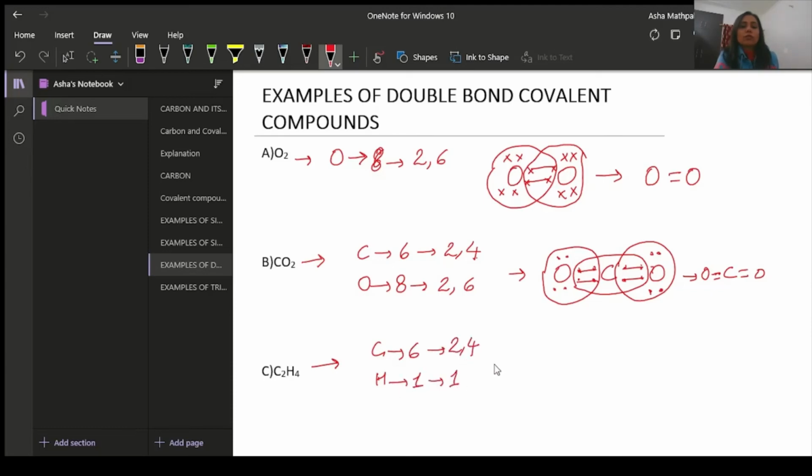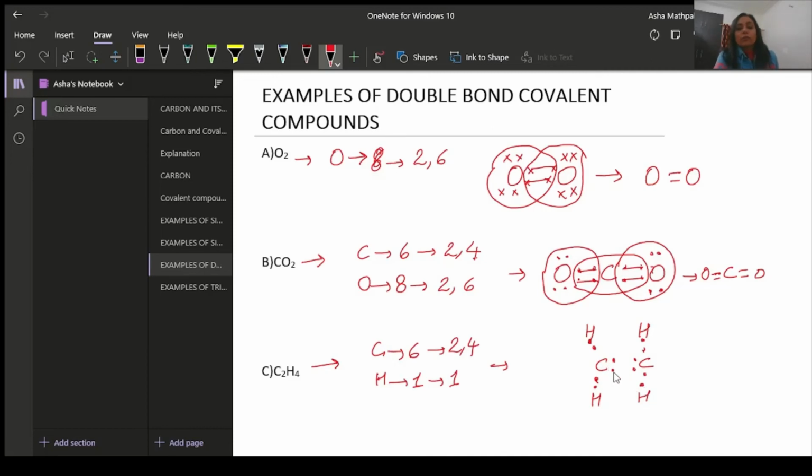Now moving to C2H4, it has C and H. C has electronic configuration 2, 4, and H has atomic number 1, electronic configuration 1. Now there are 2 carbon and 4 hydrogen atoms, 1, 2, 3, 4. And these are the 4 valencies of the carbon, 1, 2, 3, 4, and 1, 2, 3, 4 for this carbon. For hydrogen, 1, 1, 1, 1.